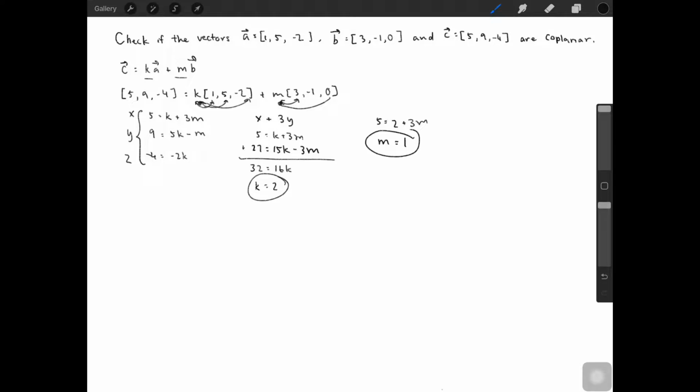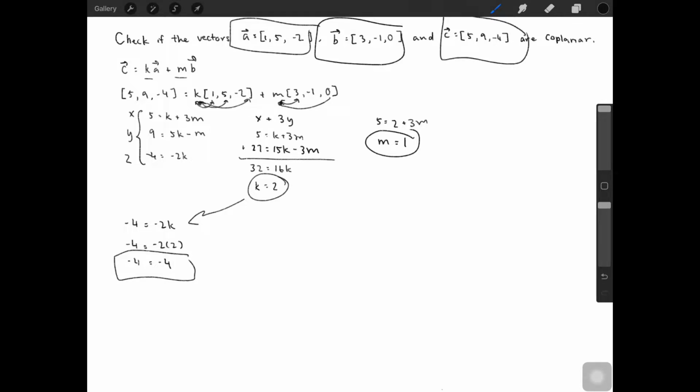And now we need to find out if the system is consistent. So you will notice that we have one equation we have not used yet. So let's use it now. -4 equals -2K. Well, there is no M, but if we substitute K into this equation, we will get a correct equation. So it's consistent, meaning that the three vectors that we have here are all coplanar. That's good. Let's try another example.